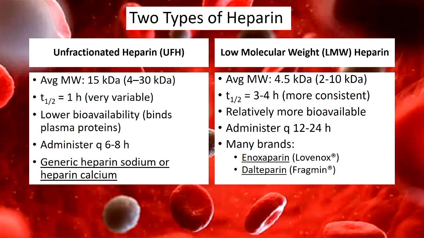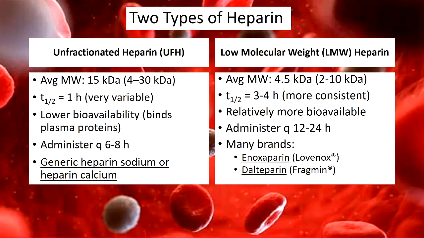Unfractionated has a very variable half-life, very short time in the body. This one at least is more consistent with how fast it breaks down and lasts at least a little longer, 3 to 4 times longer. Okay, it's still 3 to 4 hours, but that's better than 1 hour. Let's see what else. This binds plasma proteins, so the problem is when you give heparin, a lot of it's going to grab onto the plasma proteins and you're going to have less available to do its effect. This not so much, so more of this when you give it actually gets in and does its effect. You have to give this more frequently.